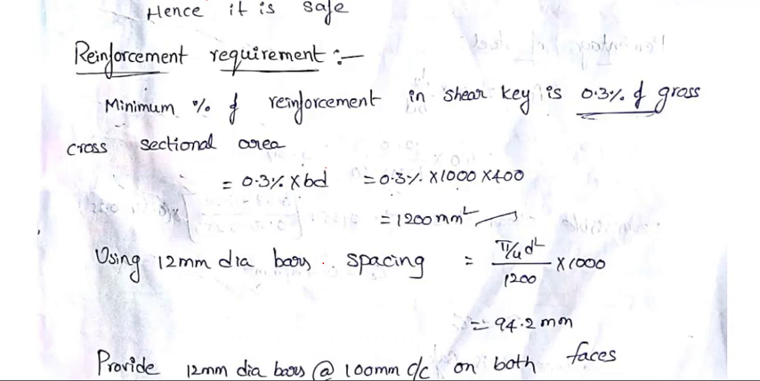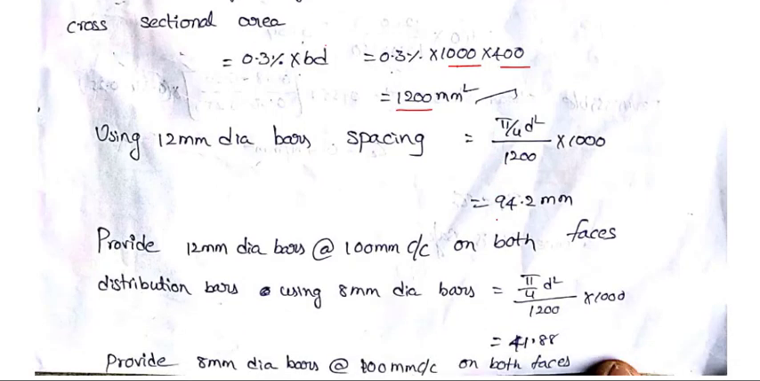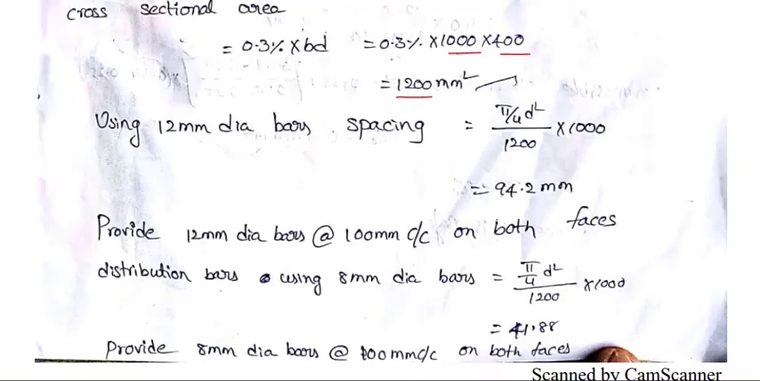Provide the minimum reinforcement, 0.3 percent of BD. So what is the B into D? This one B is equal to 1000, D is equal to 400, so 1200 mm square. Provide 12 mm dia bars. Okay, follow the same procedure, find the spacing. So provide 12 mm dia bars at the rate of 100 mm center to center on both faces. Next, find the distribution bars. So distribution bars using 8 mm dia bars.